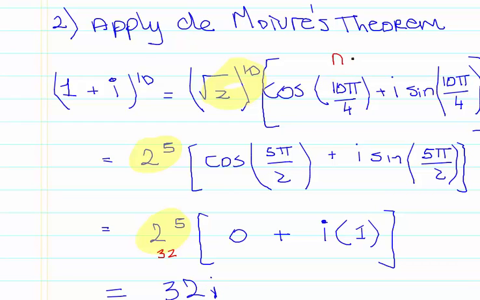Theta, essentially this part here is n theta. So n here is equal to 10, it's the power we're working with, and n times theta is 10 times pi over 4. We have this expression both for cos and i sin, so n theta appears here also. And we evaluate that. So n theta will work out as 5 pi over 2.